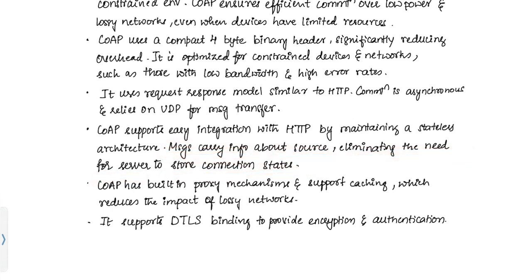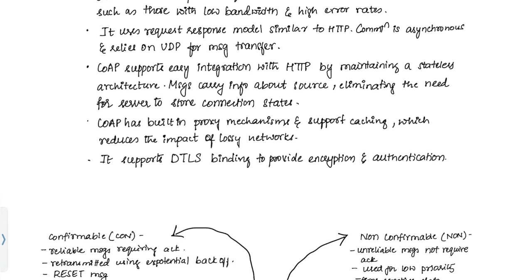Next, we have CoAP and its built-in proxy mechanisms. It supports caching, which reduces the impact of lossy networks. Caching uses a max-age field for the identification of message validity. Speaking from the security perspective, CoAP will support the DTLS binding. DTLS is Datagram Transport Layer Security binding to provide encryption and authentication.